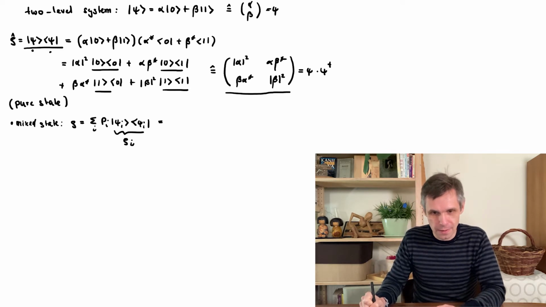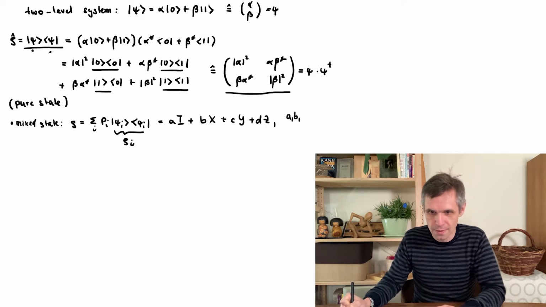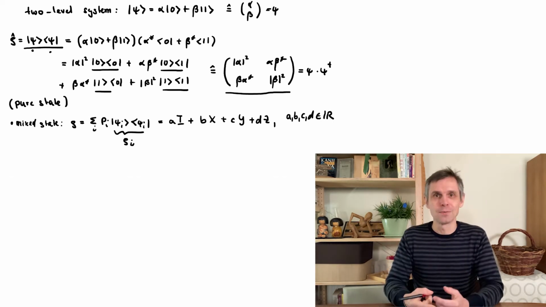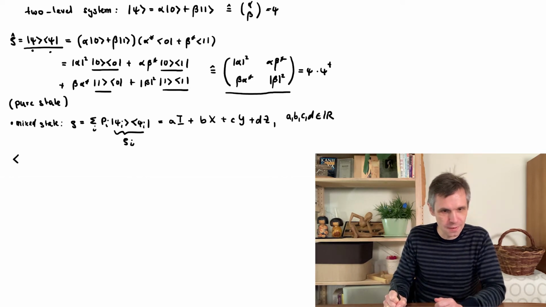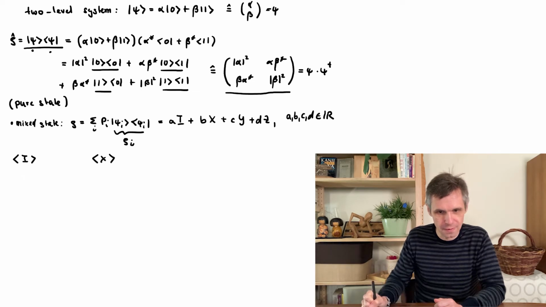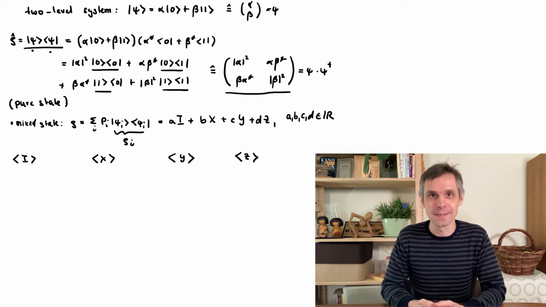So we can always write this in terms of the elementary Hermitian matrices that we have encountered before, the identity matrix and the three Pauli matrices. So let me write this in this form, where all the coefficients A, B, C, and D are real numbers. Now we can work out the expectation values for the corresponding four different observables. And we will get a very simple result in each case.